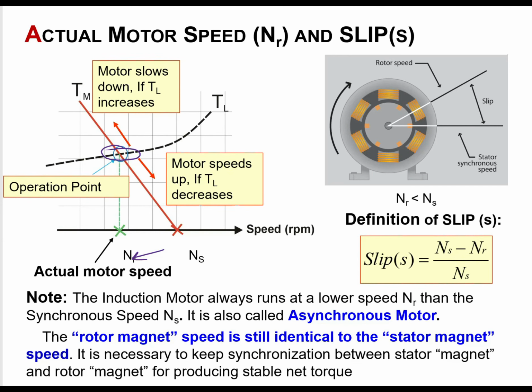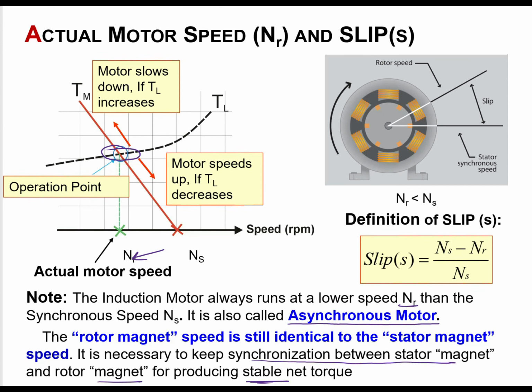A similar result happens if there was an increase in speed caused by the disturbance. That's because the rotor magnet speed is still identical to the stator magnetic speed. So it is necessary to keep the synchronization between the stator magnet and the rotor magnet for producing a stable net torque. Also, note that the induction motor always runs at a lower speed, denoted by Nr, than the synchronous speed. And that's why we call it an asynchronous motor.